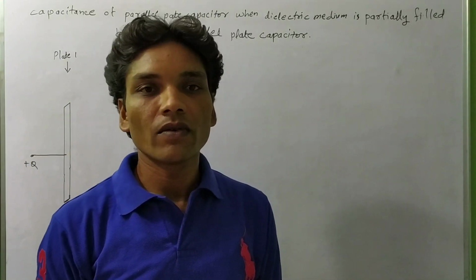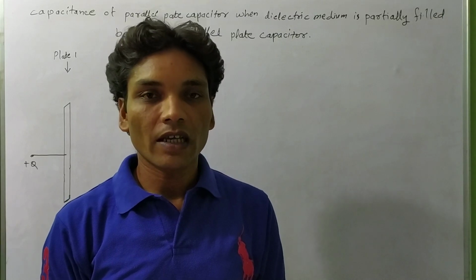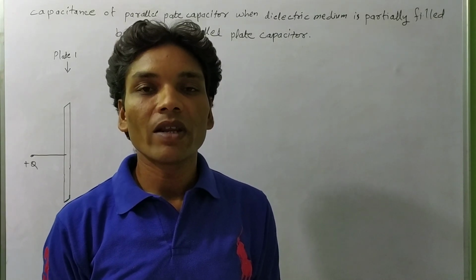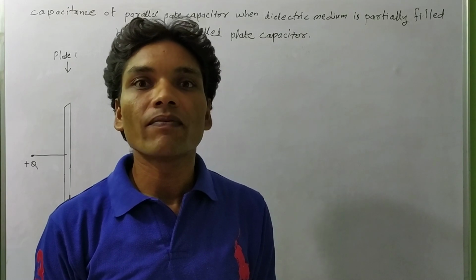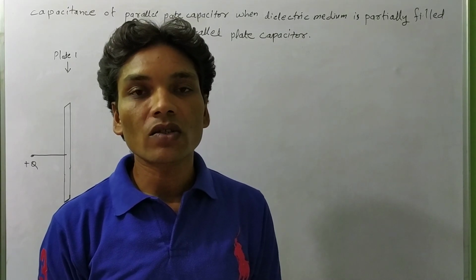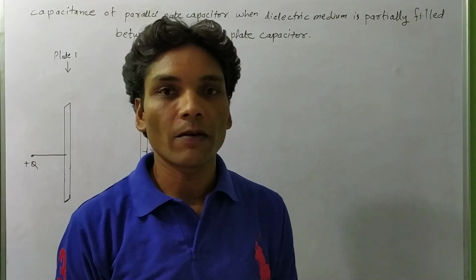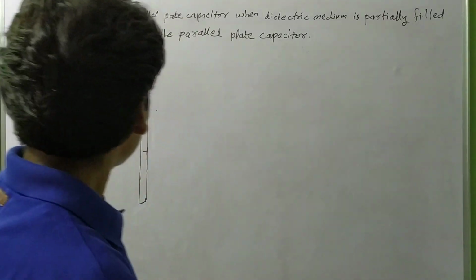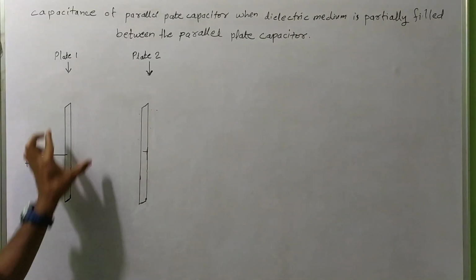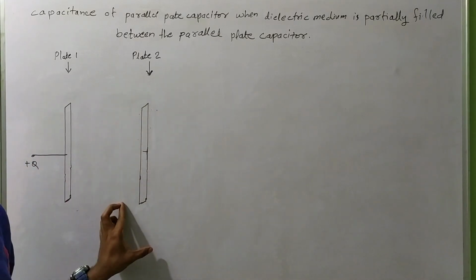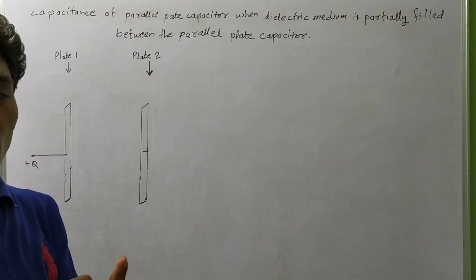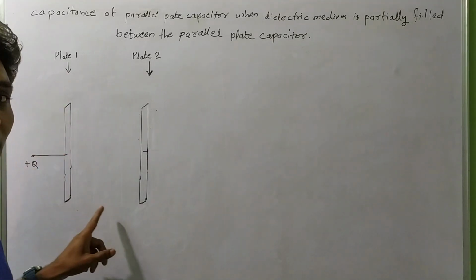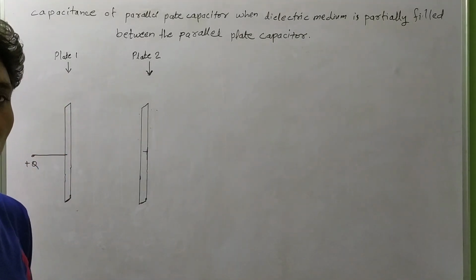Students, in this video, we will learn about the capacitance of a parallel plate capacitor when a dielectric is partially filled between the two plates of the parallel plate capacitor. Look at this. This is the first plate and this is the second plate, and this is the arrangement of two conductors. So this is the parallel plate capacitor.